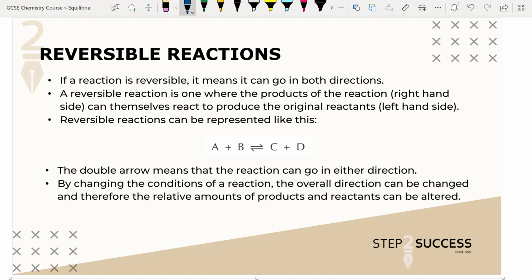But what we can do, and this is what this topic is about, is that we can change the conditions of a reaction, such as the temperature of it or the pressure of it, and we can then change the overall direction that the reaction is going in, and therefore we can make more of one side than the other if we want to. And that's what we learn about, is how we go about doing that.